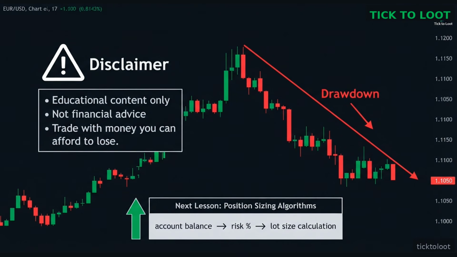We'll also cover how to backtest those algorithms on historical data, so you can see how they would have performed during real market events like the 2022 Eurozone inflation surprise. By the end of that session, you'll have a ready-to-use script that helps keep your risk consistent, no matter which market you trade. Stay tuned.